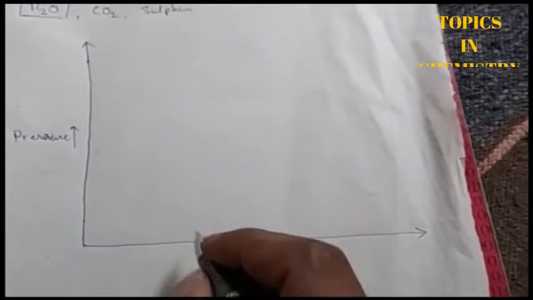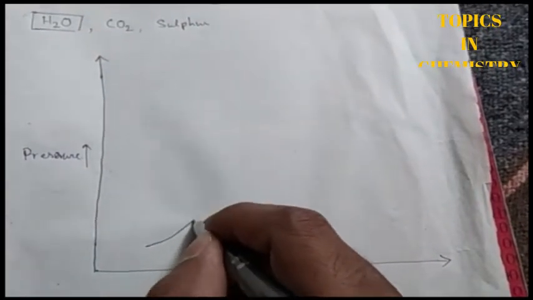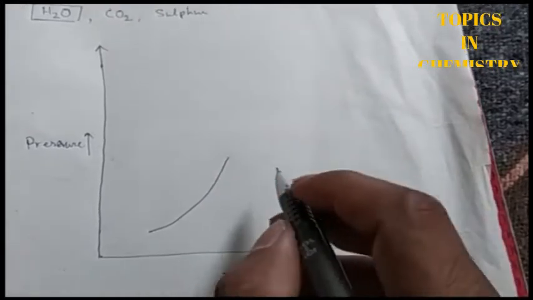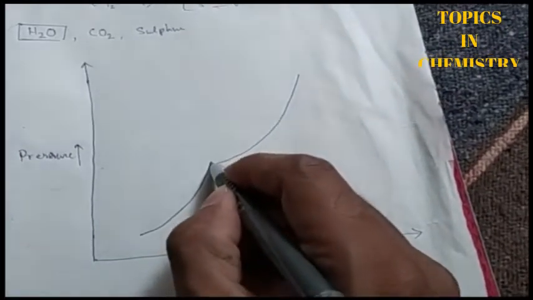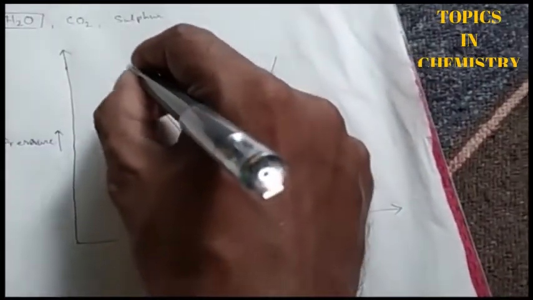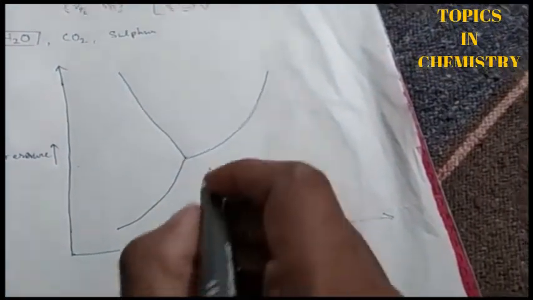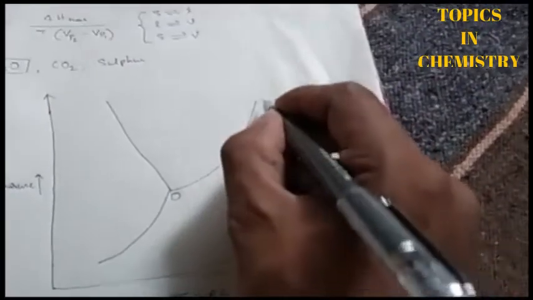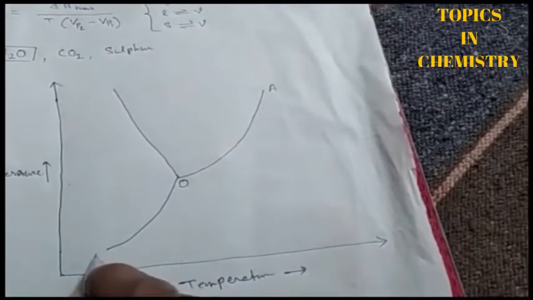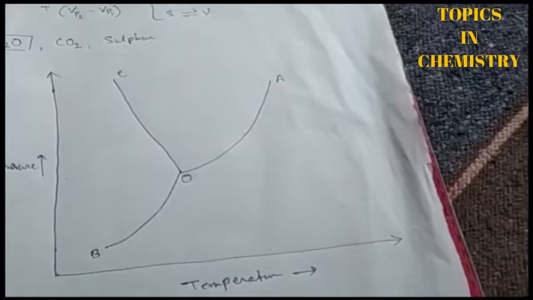Now you have to draw the phase diagram. The water phase diagram looks like this. This is one equilibrium line, this is another equilibrium line, and this is another equilibrium line. You can see there are three phase equilibrium lines, and this point is named O. Suppose this is the OA line, this is the OB line, and this is the OC line.